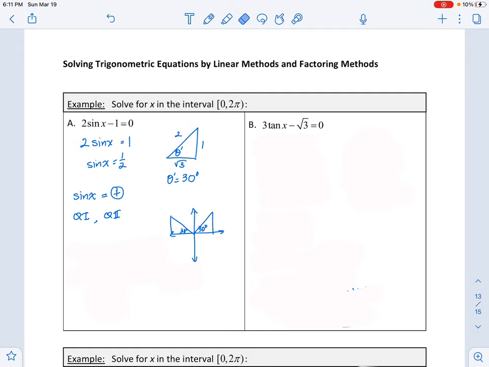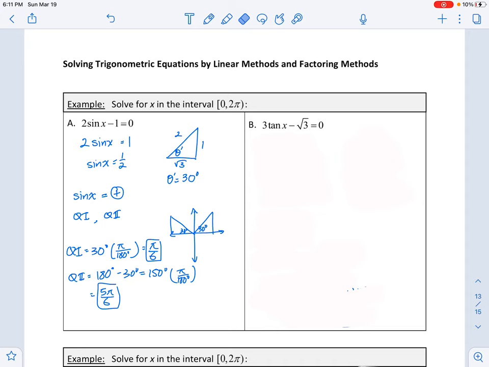So to get the one in quadrant 1, it's actually just 30, it's itself. Converting it to radians, that would be pi over 6. Quadrant 2, 180 minus 30 gives me 150 degrees, but in radians, that would be 5 pi over 6.